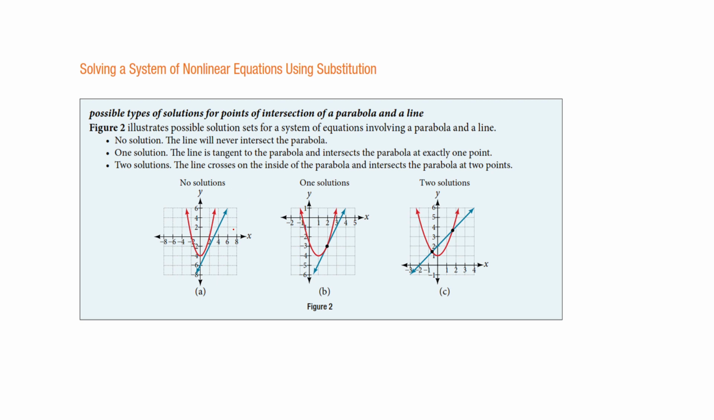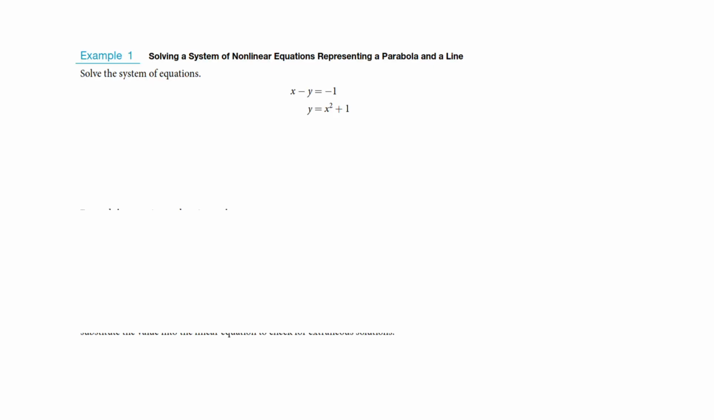If you graph them, you could obviously see all the possible solutions. You may have no solution, they don't hit at all. One solution if they just catch right on the corner there, or two possible solutions if the line crosses the parabola. So we're going to use all of the methods that we have used previously, particularly substitution or elimination, what the book calls addition. And we're going to use those tools to help us solve them. So let's go ahead and take a look here.